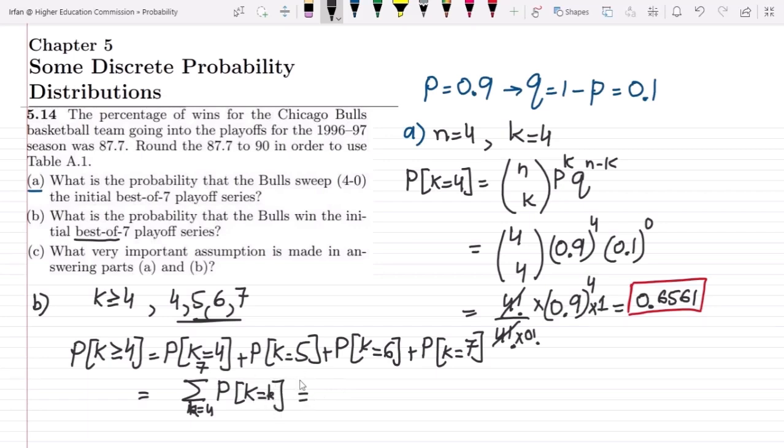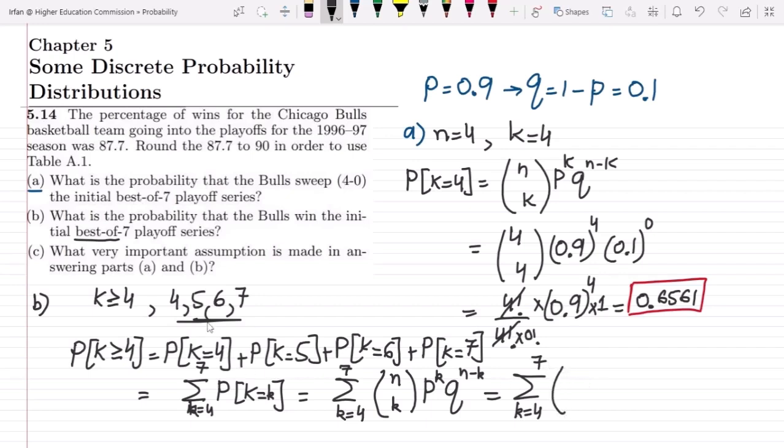This is the problem of the binomial probability. So that's why I am writing it like this, k is equal to 4 up to 7. Here I am writing the formula for the binomial probability law, which is n choose k, p to the power k and q to the power n minus k. Let me write all these values here. Here it would be k equal to 4 up to 7.